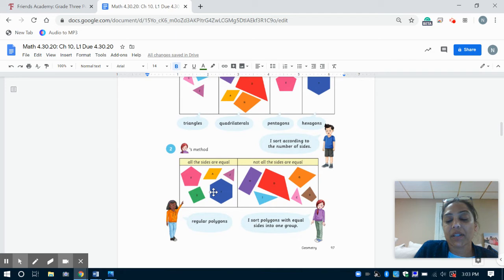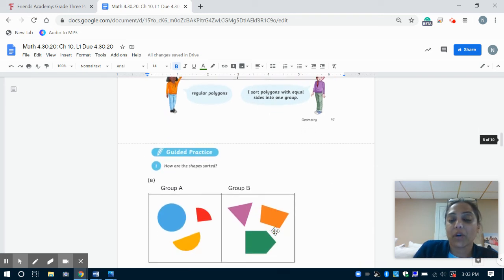She said, I'm going to sort them in a different way. I'm going to sort them by all the sides are equal and all the sides are not equal. So if you look at these polygons, they're known as regular polygons. That means all the sides are the same exact length. Over here, we can just tell by looking at these polygons that the sides are not equal. So we have our friend Penny over here saying, I sort polygons with equal sides into one group. And these are regular polygons.